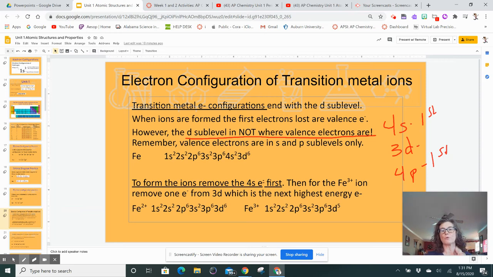Okay. So for iron with positive 3 charge, that means it has 3 fewer electrons. So I'm going to start taking them off the 4s2. I'm going to pull them out of there first. And then that third one is going to come off of the 3d. And that gives us this configuration down here: 1s2, 2s2, 2p6, 3s2, 3p6, 3d5, because I removed the 4s electrons.